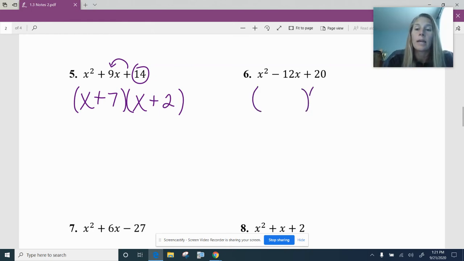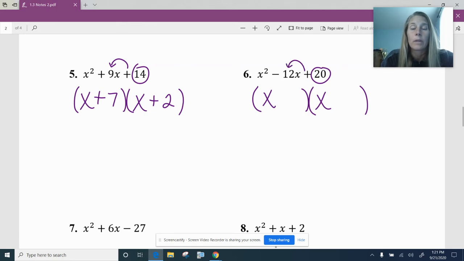Number 6, once again, there is no GCF to divide out, so we can simply write x and x. The numbers that multiply to get 20 and add to get 12 would be what? 10 times 2 is 20, right? 10 plus 2 is 12. Now the key here is, though, it's not a positive 12, it's a negative. So I definitely know my 10 is a negative, but my 2 is also negative because I need to add up to get me that negative 12. And negative times a negative will give me that positive 20 I have at the end.